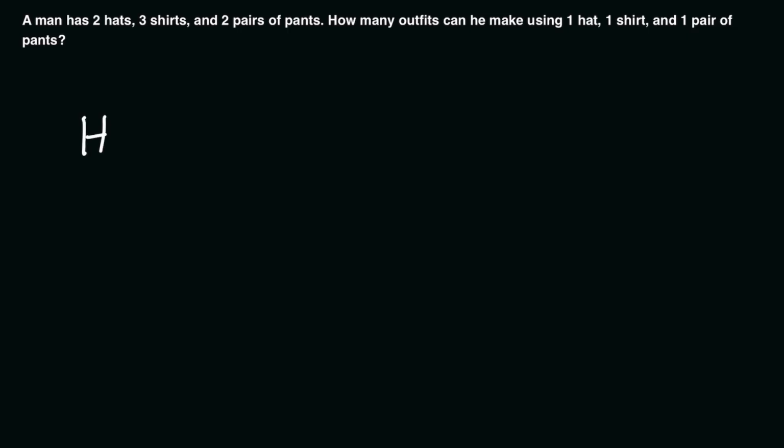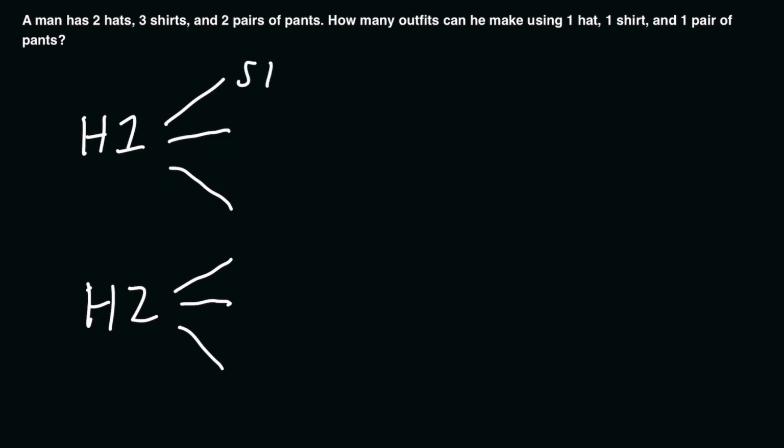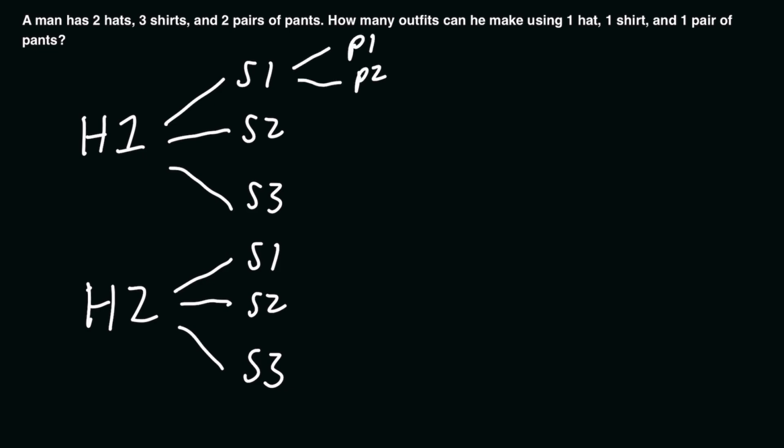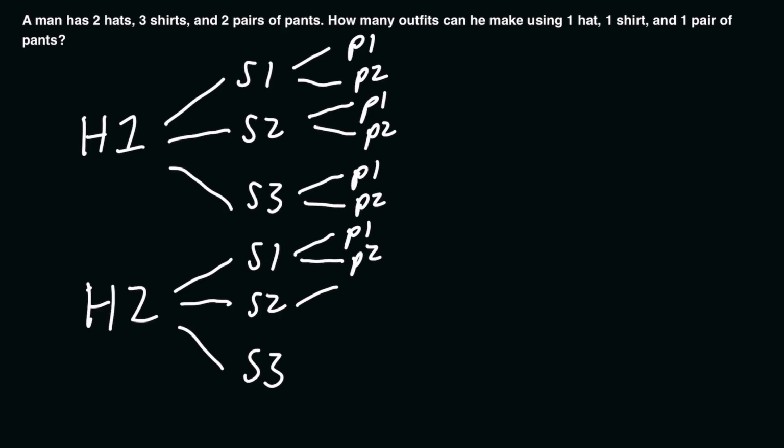He can wear one of 2 hats, which we'll call hat 1 and hat 2. With each of those hats, he has a choice between 3 different shirts, which we'll call shirt 1, shirt 2, and shirt 3. Now with each of those shirt-hat pairs, he has a choice between 2 different pairs of pants. Each time I write P1 or P2, it represents one of the possible outfits that I can create. Counting up all of the outfits, we see there are a total of 12.